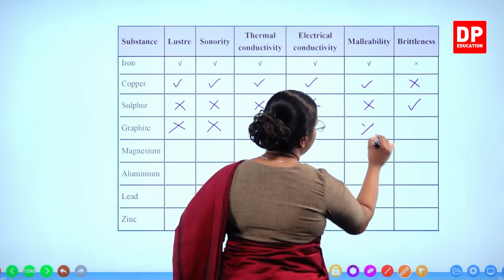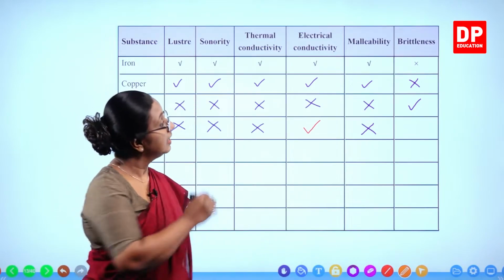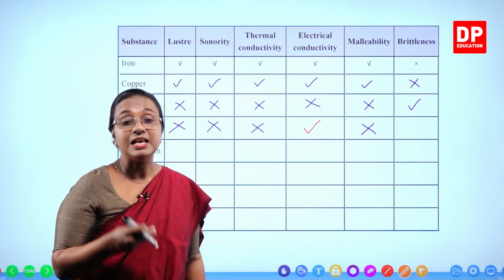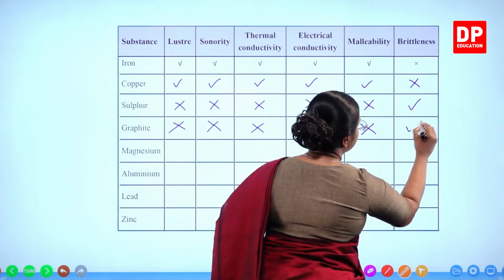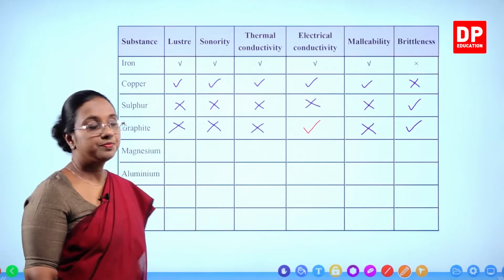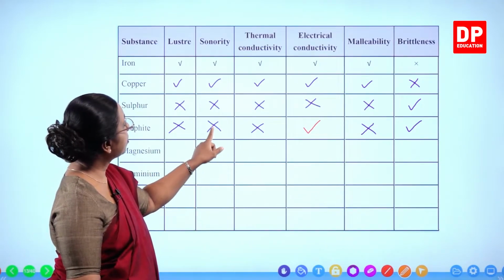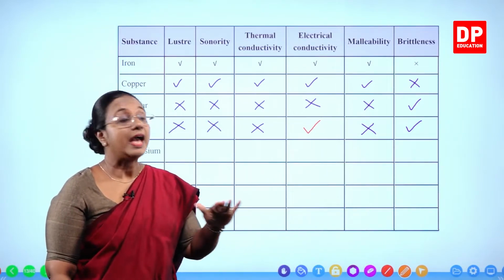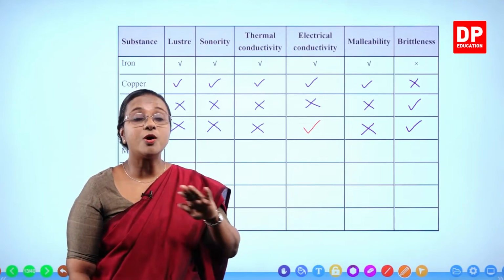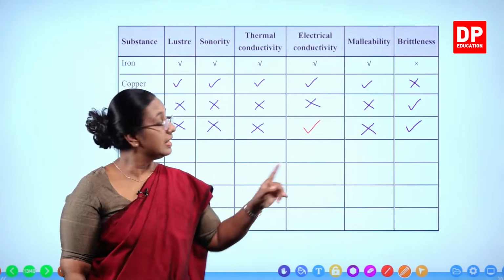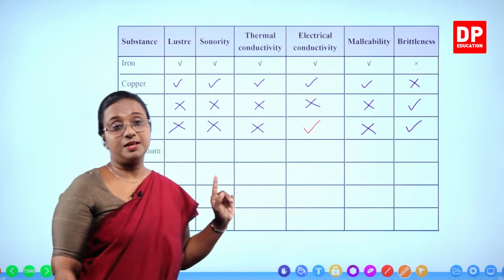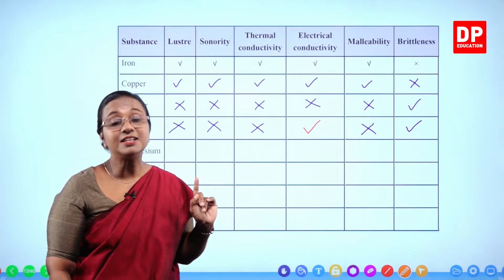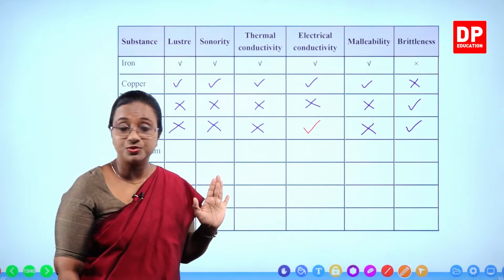Malleability, not there. They cannot be made into sheets. If you drop your pencil, like I said, the pencil lead will break easily. That means graphite is brittle. So can you see? No luster, no sonority, no thermal conductivity, not malleable, and it is brittle. Those are all properties of non-metals. This is an exceptional property. Graphite, although it's a non-metal, can conduct electricity. You have to remember all those, students.